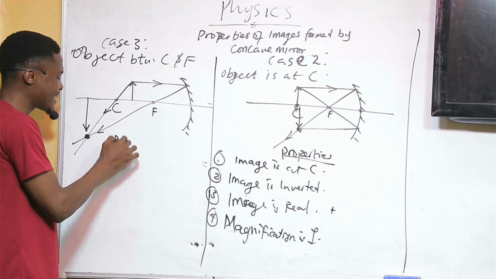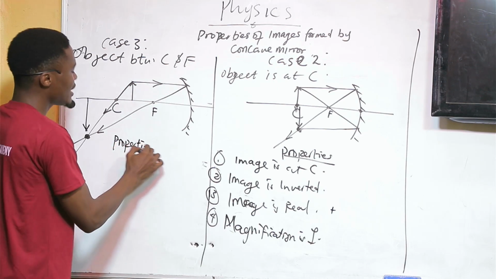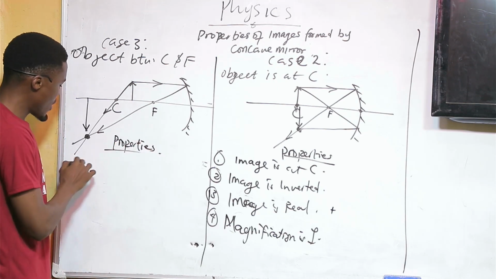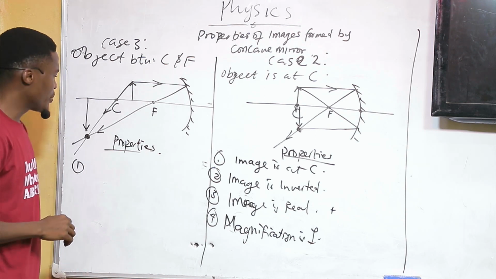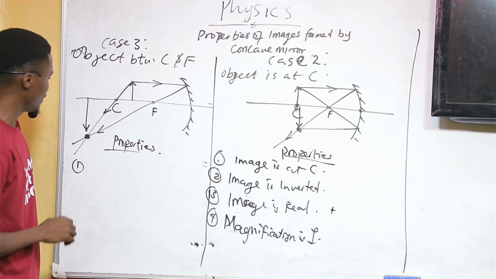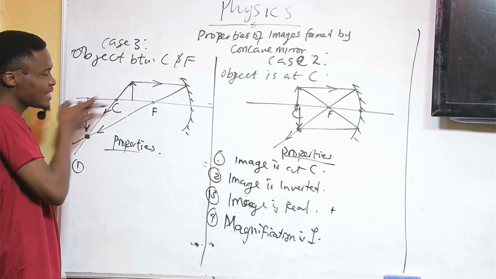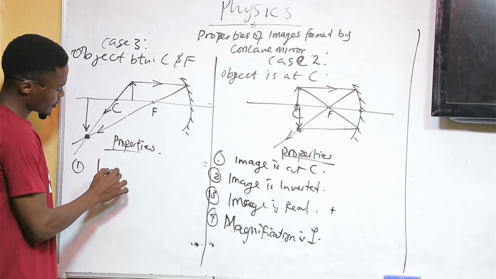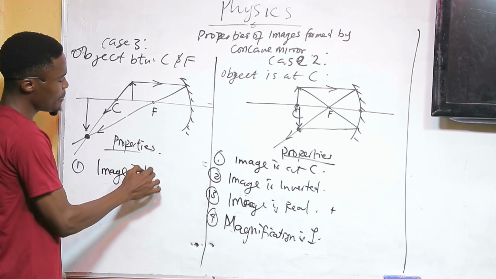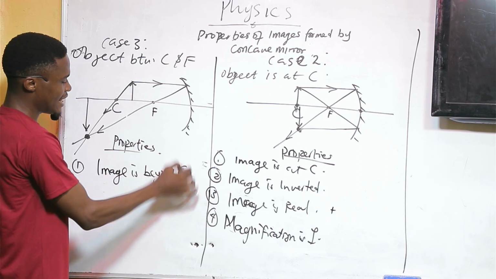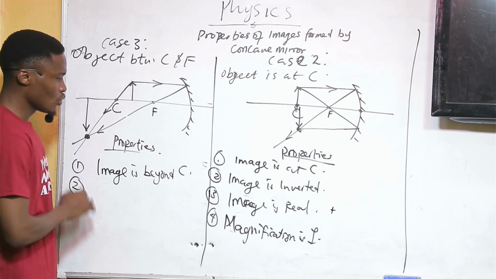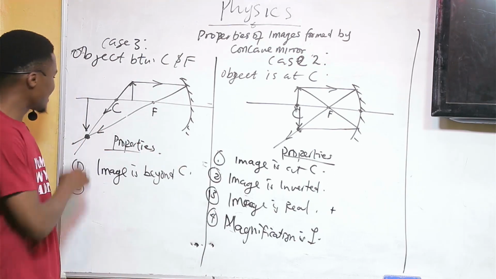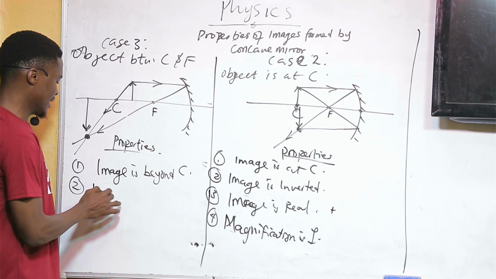So let's talk about the properties. Number one, look at where the image is formed. We can say that the image is beyond C, after C. That is where it is formed. Number 2, is the image inverted? Yes, the image is inverted.